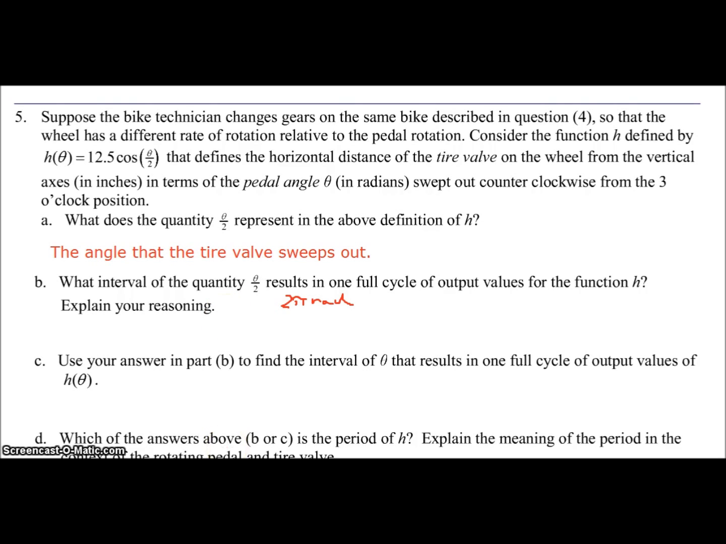Use your answer in part B to find the interval of theta that results in one full cycle of output values of h of theta. Okay. So I think that we need to take our 2 pi radians and divide it in half to get 4 pi radians. That's what my intuition tells me.